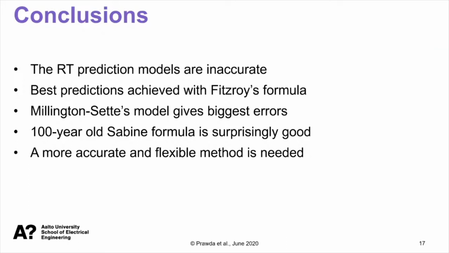So to conclude this presentation, as we could see, the models to predict the reverberation time are quite inaccurate. And in our case, the best predictions were achieved with Fitzroy's formula. However, the biggest errors were given with the Millington-Sette's model. What was surprising is that this 100-year-old Sabine formula performed actually pretty well. However, one of the most important conclusions here is that a more accurate and flexible method for estimating the T60 is definitely needed.